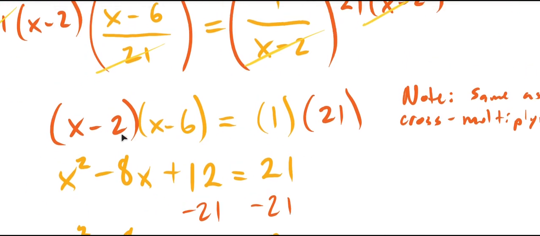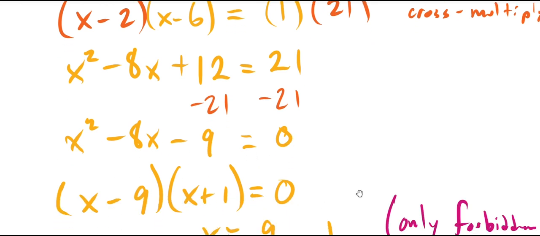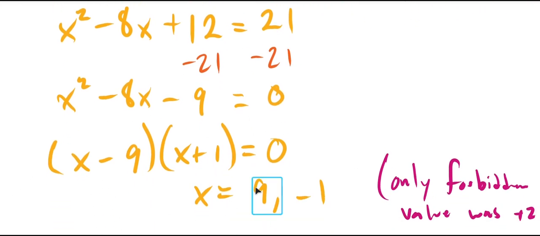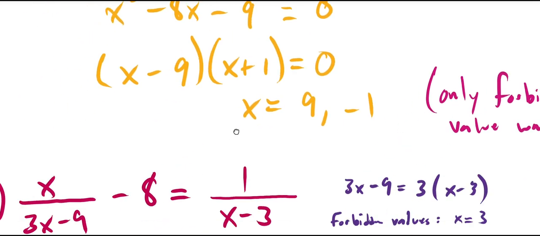Okay, so what do we do now? Well, we're going to FOIL this out. Get x squared minus 8x plus 12. We minus the 21 from both sides. We get x squared minus 8x minus 9. How do we solve this when it's equal to 0? We factor, we set each term equal to 0, and we get 9 and minus 1. The only forbidden value was plus 2, because we had an x minus 2 in the denominator originally, our only variable in the denominator, and these are neither of them plus 2, so they're both solutions.